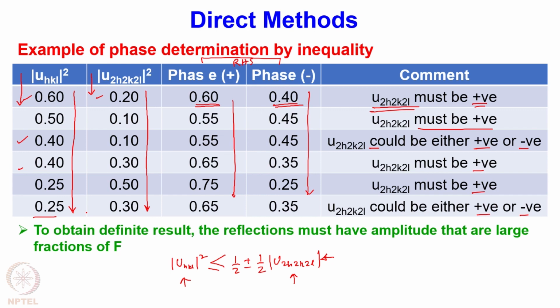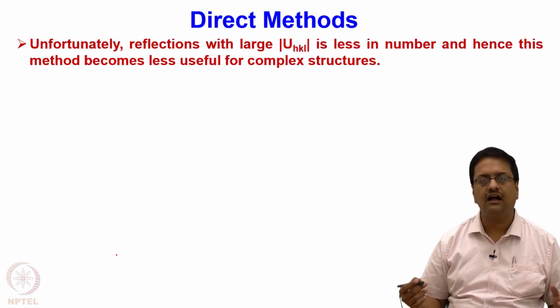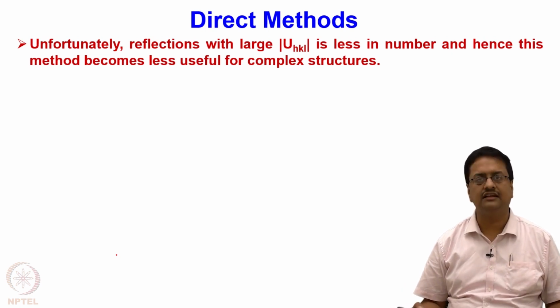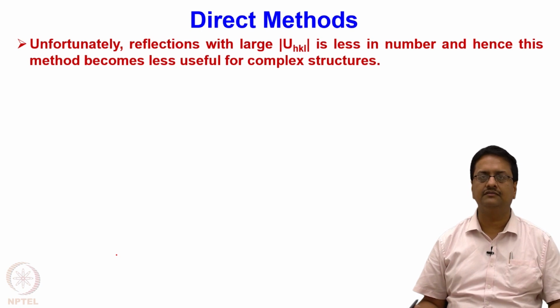To obtain a definite result, the reflections must have amplitudes that are large fractions of F. So, the larger the value of UHKL, the easier it becomes to assign the correct phase of those reflections. But unfortunately, reflections with large UHKL are less in number in general for all data sets, and hence this method becomes less useful for complex structures with a large number of atoms.